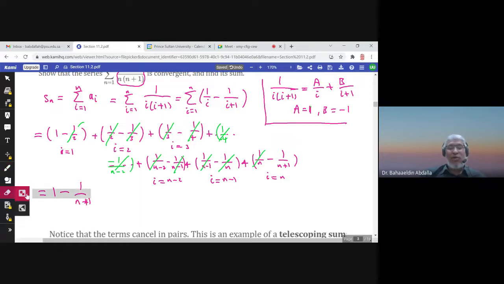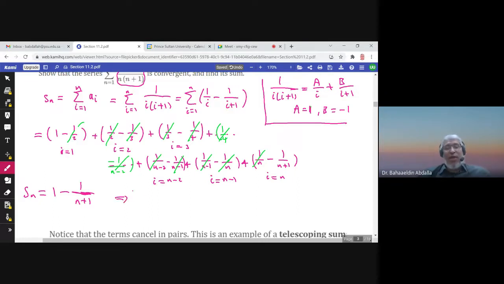And that's why they call it telescoping sums. They cancel each other, and at the end you will have one term from the beginning and one term from the end, so two terms only. You will have two terms here because the difference between n and n plus 1 is 1. If this is 6, this is 7. The difference is 1. Now this is Sn, so we can find Sn.